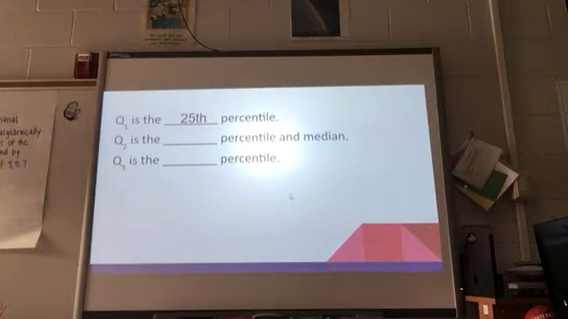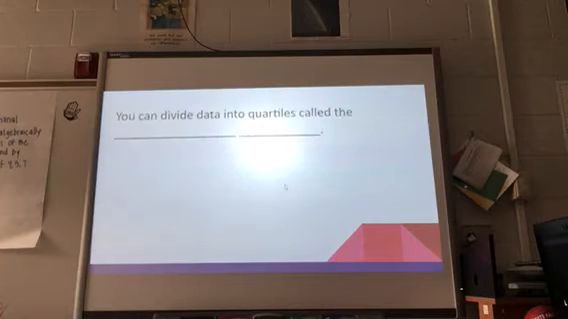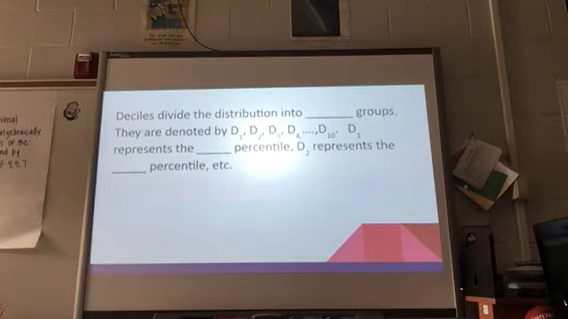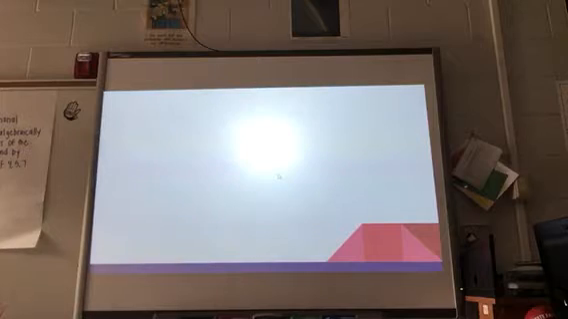Quartile 1 is the 25th percentile. Quartile 2 is the 50th percentile, also the median. Quartile 3 is the 75th percentile. You can divide data into quartiles, and the interquartile range is found by subtracting Q sub 3 minus Q sub 1. Deciles divide the distribution into 10 groups, denoted as D sub 1, D sub 2, etc. D sub 1 represents the 10th percentile, D sub 2 represents the 20th, etc.